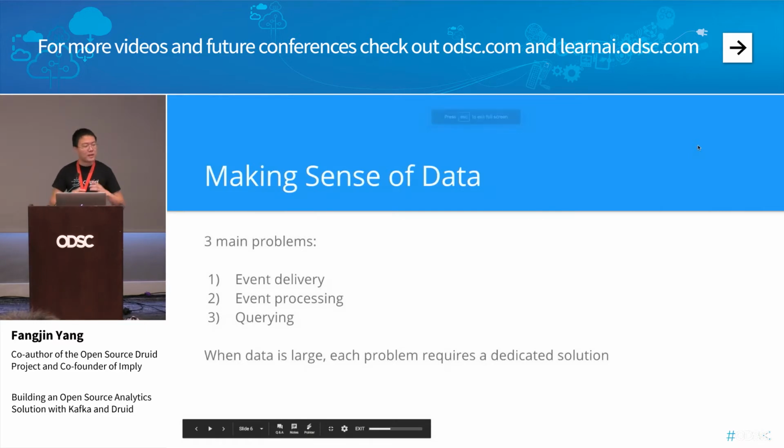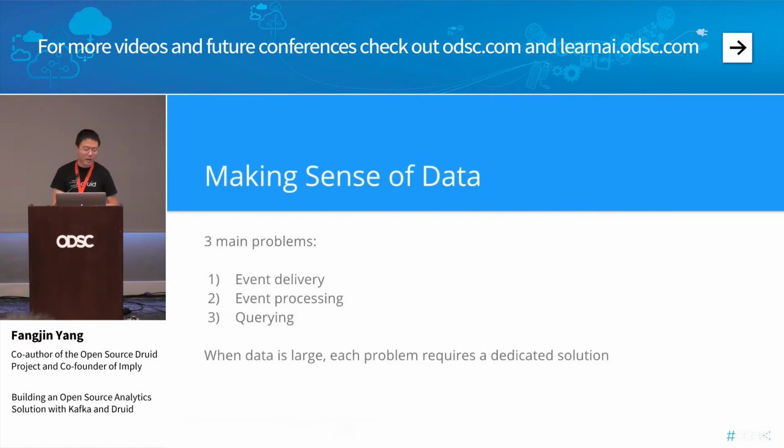So when it comes to making sense of a large stream of data, I generally break the problem down into 3 different areas. The first is around event delivery. You might have all these servers that are generating a ton of events, and you have to get these events from where they are created to some place where they can be processed further or analyzed further. So event delivery is the first problem we're going to cover.